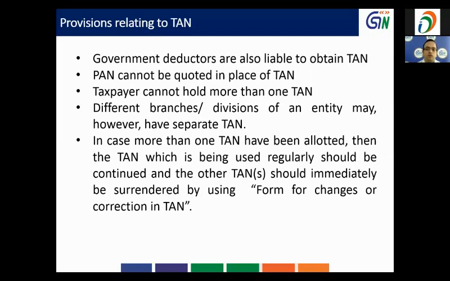So a government deductor has to quote a TAN, and a taxpayer cannot have more than one TAN. If we have one office which has to deduct tax at source under GST law, then that office should have one unique TAN. And if there are different branches, divisions or entities, then they will have separate TANs. In case more than one TAN has been allotted, then the TAN which is being used regularly should be continued, and the other TAN should be surrendered using the form for changes or correction in TAN. So what we have covered right now are the provisions given for TAN in the income tax provisions.